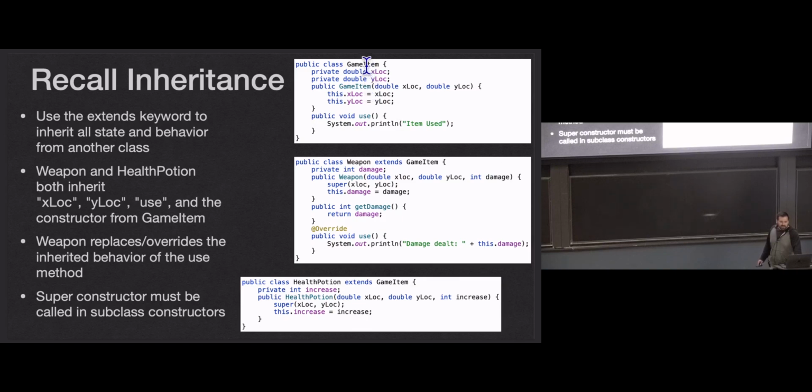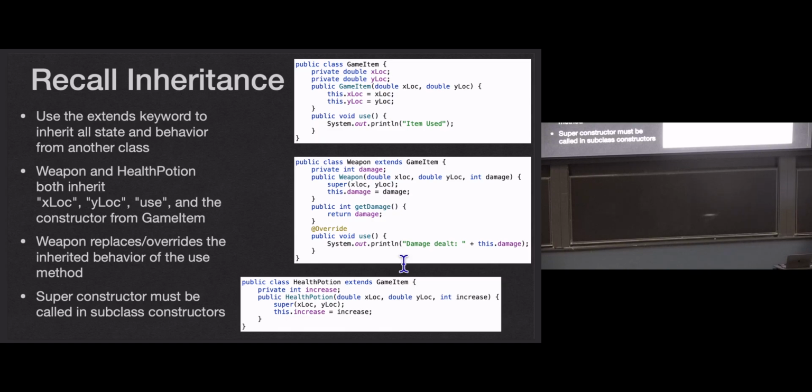So we have this game item class, defining some state and behavior, and then we have a weapon class and health potion class that both extend game item. And when they extend game item, they inherit all of the state and behavior from the game item class and take it as their own. So this X location, Y location, the constructor, and this use method are all inherited by weapon and health potion, just like all of this code were in these classes.